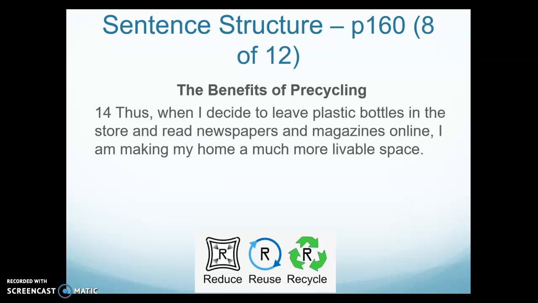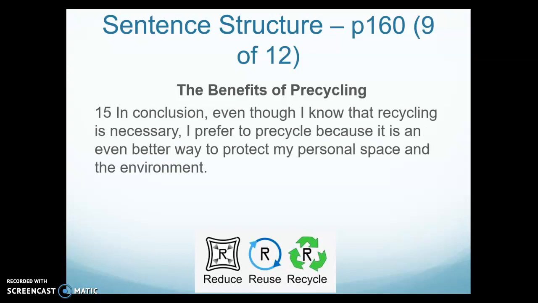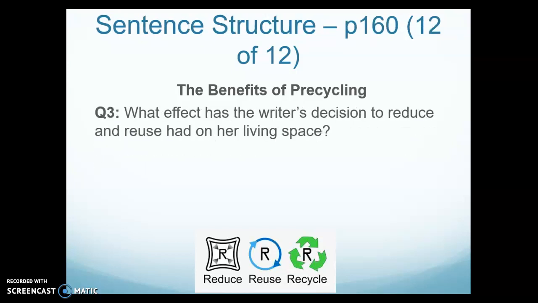Thus, when I decide to leave plastic bottles in the store and read magazines online, I'm making my home a much more livable space. It's another reason I don't have, in my house, I have maybe 6 books, because all my books are now ebooks, and I don't subscribe to any newspapers. I read my newspapers online. Part of it is because I do have a small house and less clutter. So it makes my life, I do good for the environment, and I do good for myself. So those are some ideas there.